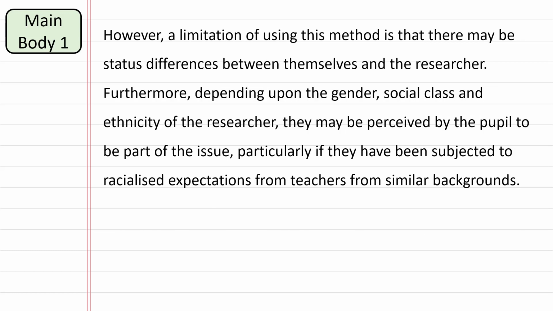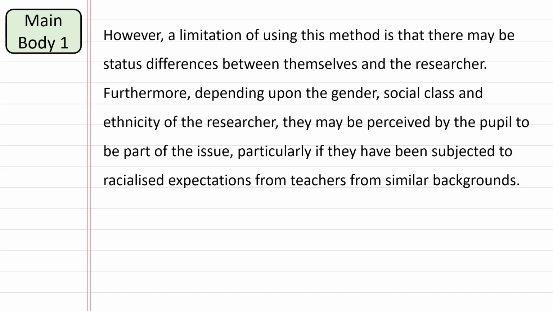And here's how I counter it as well. So every time I put forward a strength, I will put forward a limitation. Every time I put forward a limitation, I will try to do a strength within the same paragraph. However, a limitation of using this method is that there may be status differences between themselves and the researcher. So this is talking again about the method.